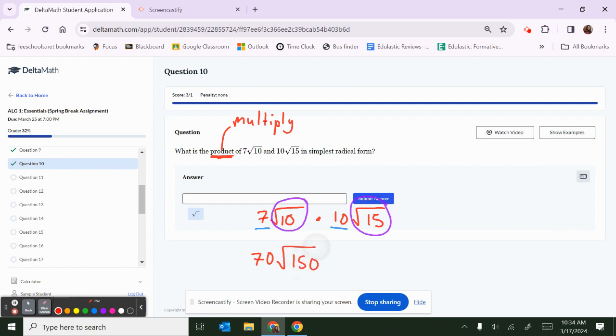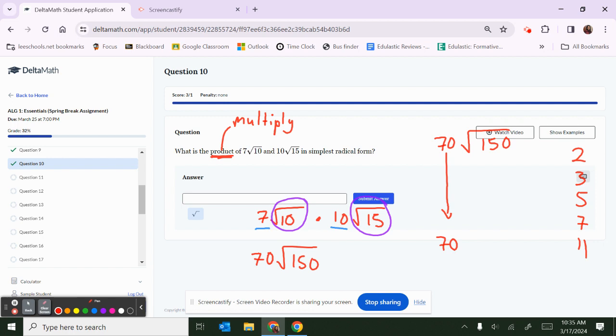Now I'm going to try to simplify what's underneath the radical. The 70 on the outside, I'm not going to do anything with it as yet. I'm going to simplify the square root of 150, so the 70 I can bring all the way down. I'm going to try to simplify the square root of 150 using my first 5 prime numbers.